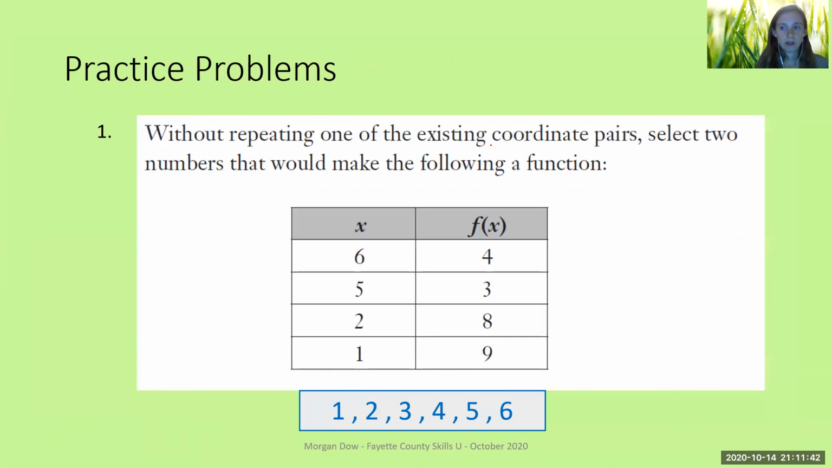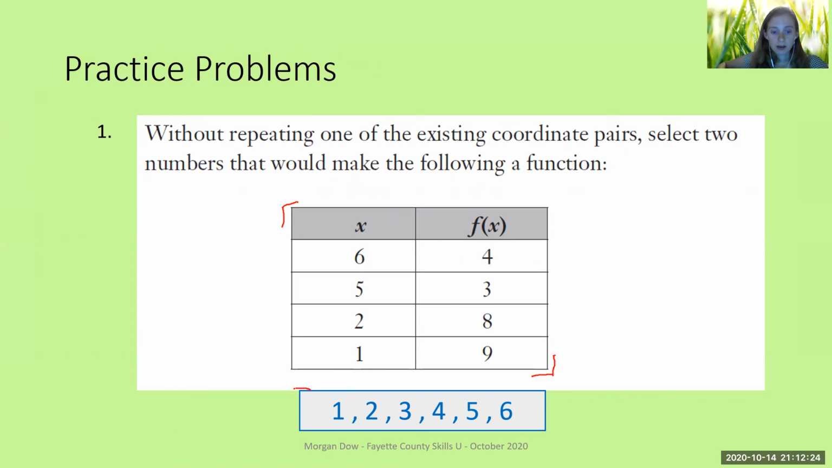Okay. So we're going to wrap up today with 3 more practice problems that are similar to the types of problems that you might see on the GED math test, similar to what we just talked about. So number 1, without repeating one of the existing coordinate pairs in this table, select 2 numbers that would make the following a function. So I've got this table here. When I look at this table, it is already showing a function. So when I look down the inputs, each input is unique. And so each one's only going to have one output. So it's already showing me a function.